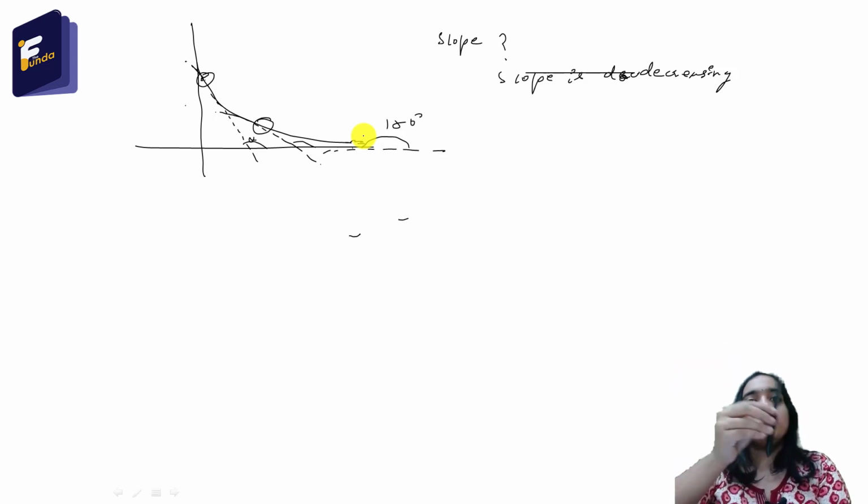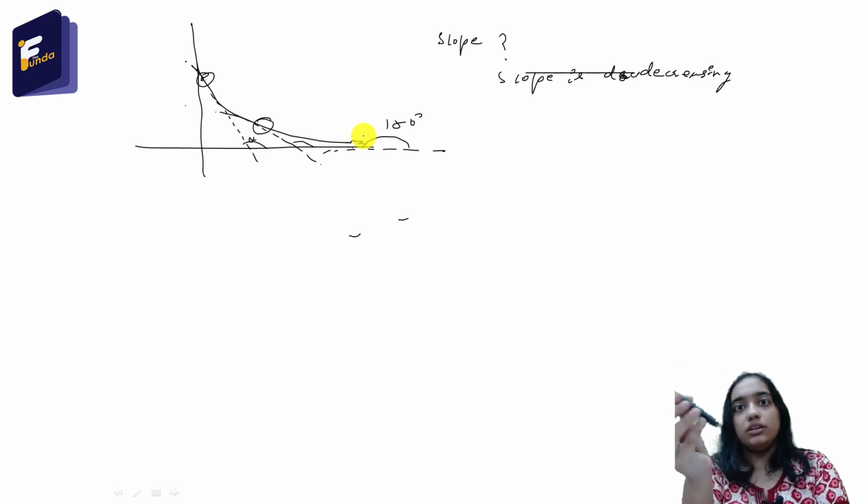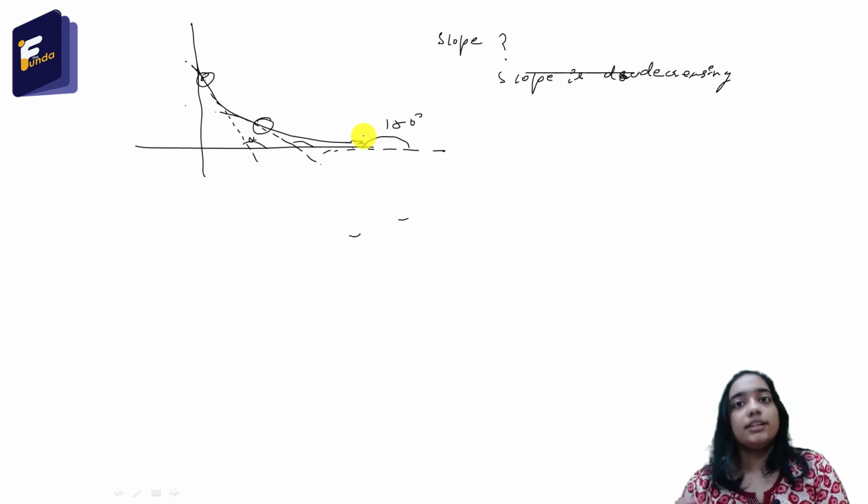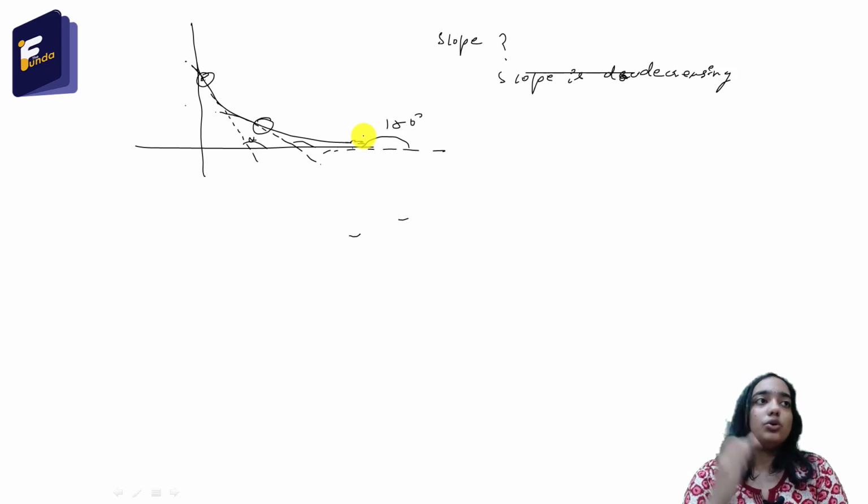So whenever the pen slowly becomes vertical, that means the slope is increasing, and if the pen becomes horizontal, then the slope is decreasing. Okay, this is the simple trick. Pen slowly becomes vertical, that means the slope is increasing. Pen becomes horizontal, that means the slope is decreasing. This is an easier way to know when the slope is increasing or decreasing.